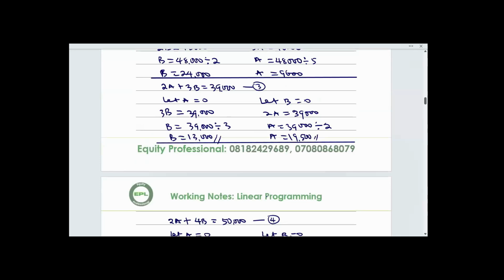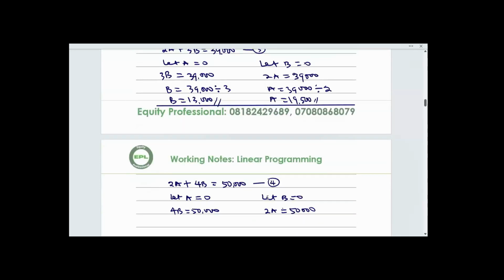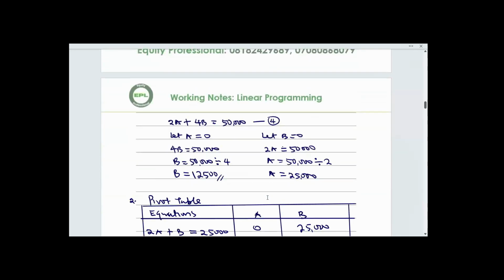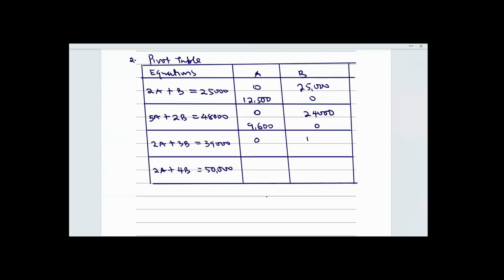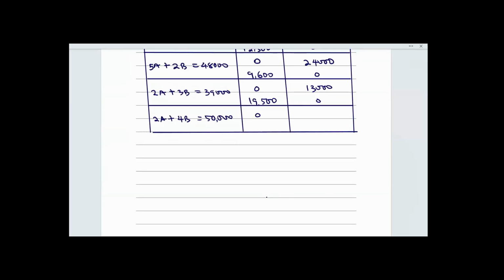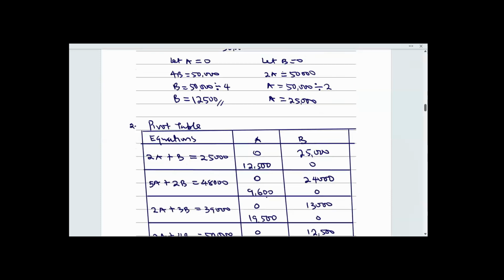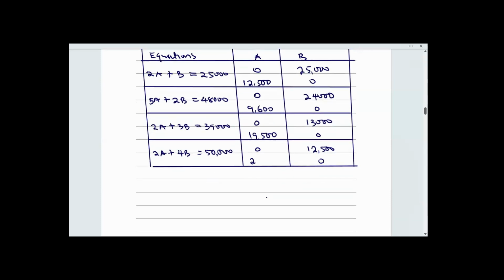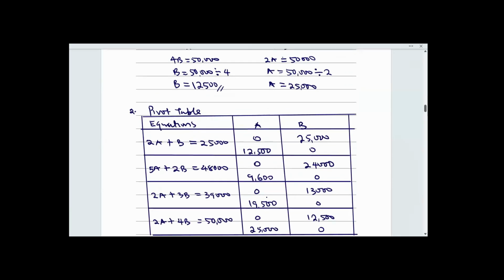Equation 3. When A is 0, B is 13,000. B is 0, A is 19,500. The last equation, A is 0, B is 12,500. B is 0, A is 25,000. So this is our pivot table.